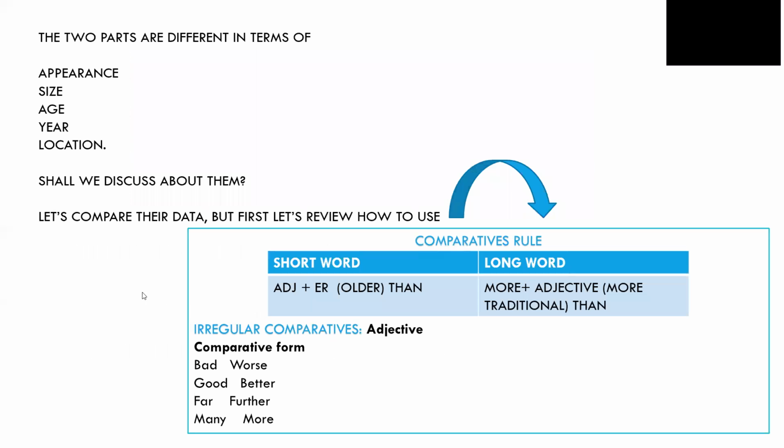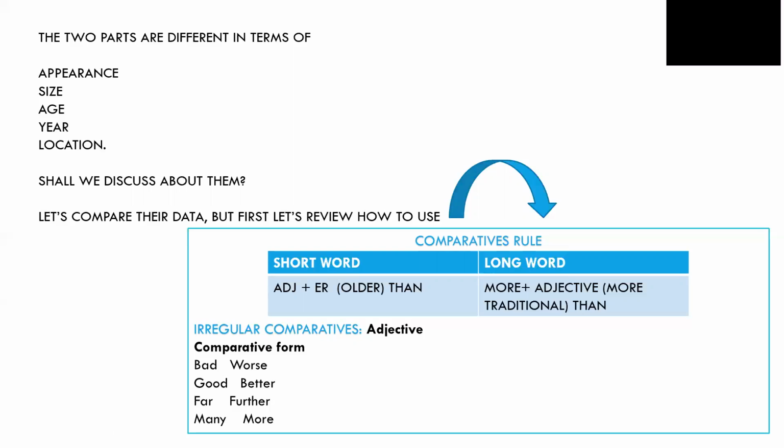Now, the two parts are different in terms of appearance, ugly and beautiful. In terms of size, wide and small. In terms of age, new and old. In terms of year, new, old, modern, traditional. In terms of location, far, near. Shall we discuss about them? Let's compare their data. But first, let's review how to use comparatives.